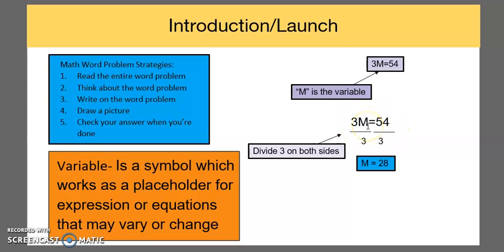Variable is very crucial, so we want students to recognize in this problem that when we see a 3m, it's being multiplied. And when we're trying to get rid of the 3 to have m by itself, we want to divide on both sides to get our answer. In this case, m is equal to 28 once we divide by 3 on both sides. Now we're going to be looking at some examples.